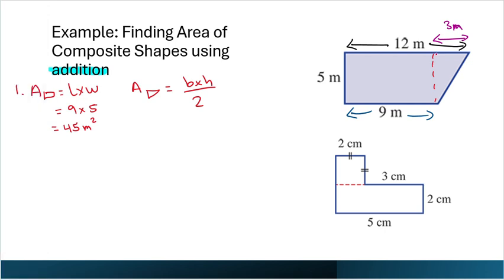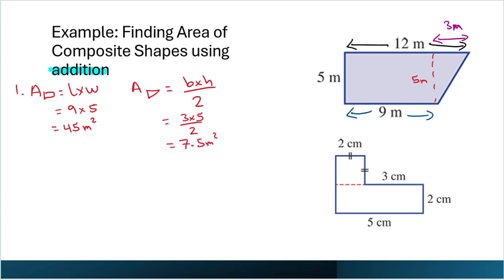Now I need to find the height of this triangle, but that's pretty straightforward because if you have a look on the left side here, on my rectangle, I've got a width of 5 meters and it's the exact same height. If I were to draw a straight line down, this would just be 5 meters as well. So that means the height of my triangle is 5 meters. So just plug this in. So it becomes 3 times 5 divided by 2 equals 7.5 meters squared.